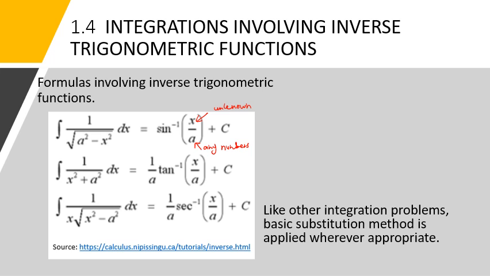Second one, the integral of 1 over x squared plus a squared dx is equal to 1 over a tangent inverse of x over a, plus c. Next, the integral of 1 over x square root of x squared minus a squared dx is equal to 1 over a secant inverse of x over a, plus c. Like other integration problems, basic substitution method is applied wherever appropriate. So usually we will use basic substitution.